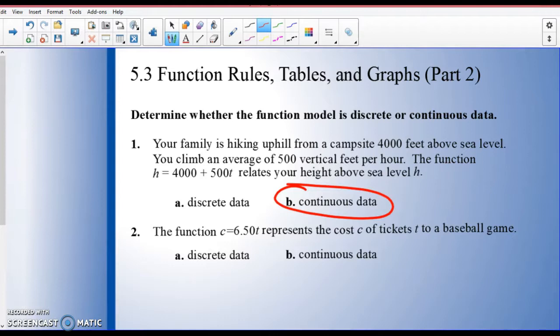Okay, the function C equals 6.50t represents the cost of tickets in a basketball game. Is this discrete or continuous? This is discrete, because one person costs $6.50, 2 people cost $13, etc., and so on. There's no numbers in between.